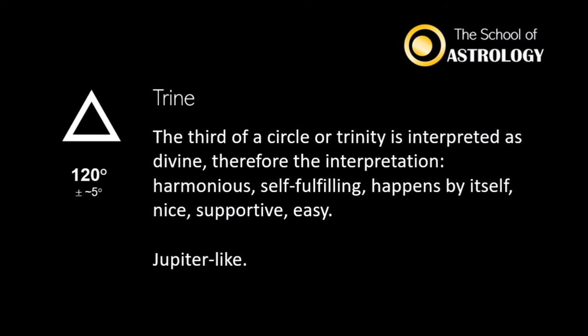The meaning of the trine would be trinity, like the third of a circle, and it's interpreted as the divine, and like the triangle also is the symbol of the divine. And therefore also comes the interpretation harmonious and self-fulfilling. Things that happen by itself, positive things like self-fulfilling things. It's a very nice and supportive and easygoing aspect, this Jupiter-like aspect.